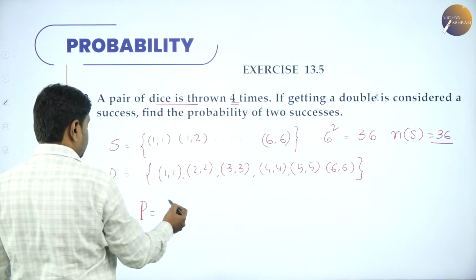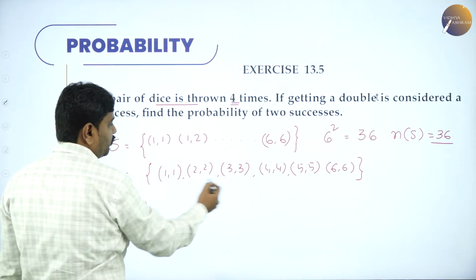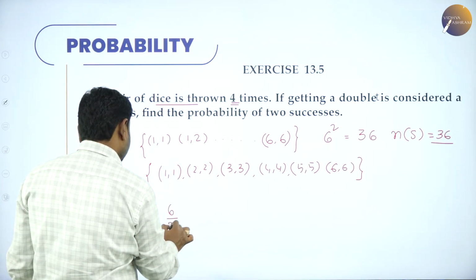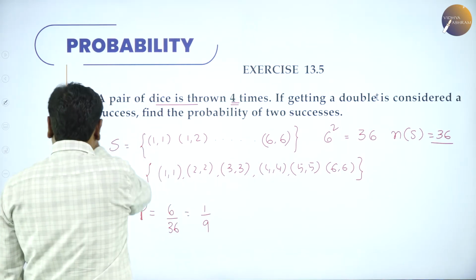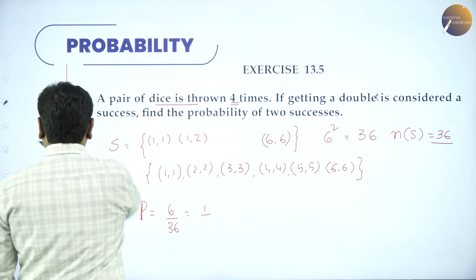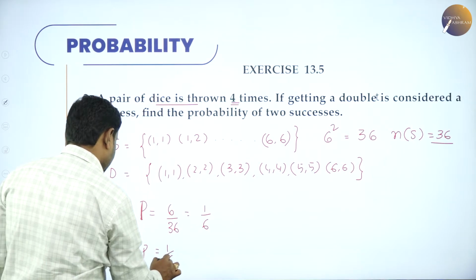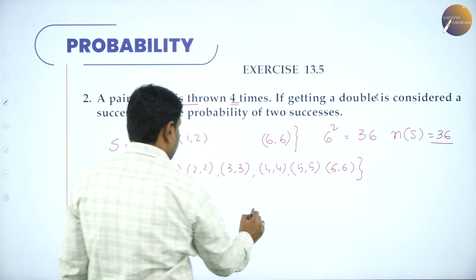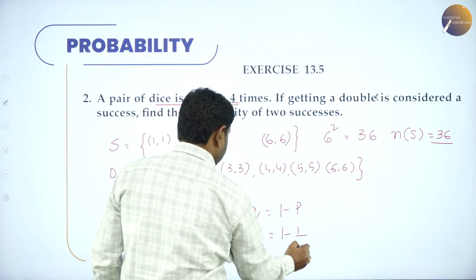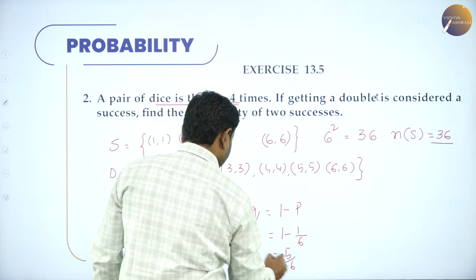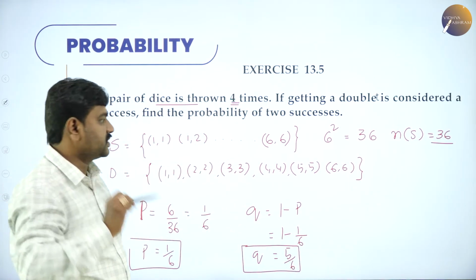So probability of success is what? Probability means favorable by total. Favorable we have 6, total we have 36. So P is 1 by 6. Q, what is Q? Probability of failure, that is 1 minus P, that is 1 minus 1 by 6, that is 5 by 6. This is Q. P is 1 by 6 and Q is 5 by 6.